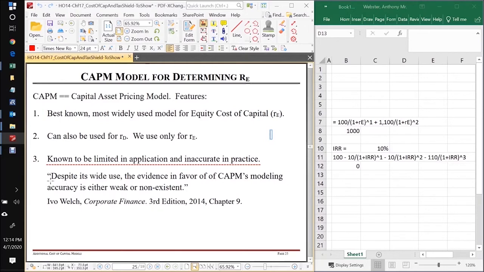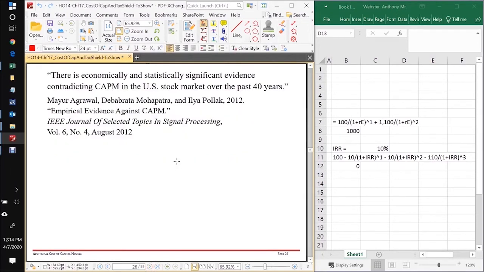And he says, among other things about CAPM, despite its wide use, the evidence in favor of CAPM's modeling accuracy is either weak or non-existent. And this is so sad. But I tend to agree with him. I think he's right.